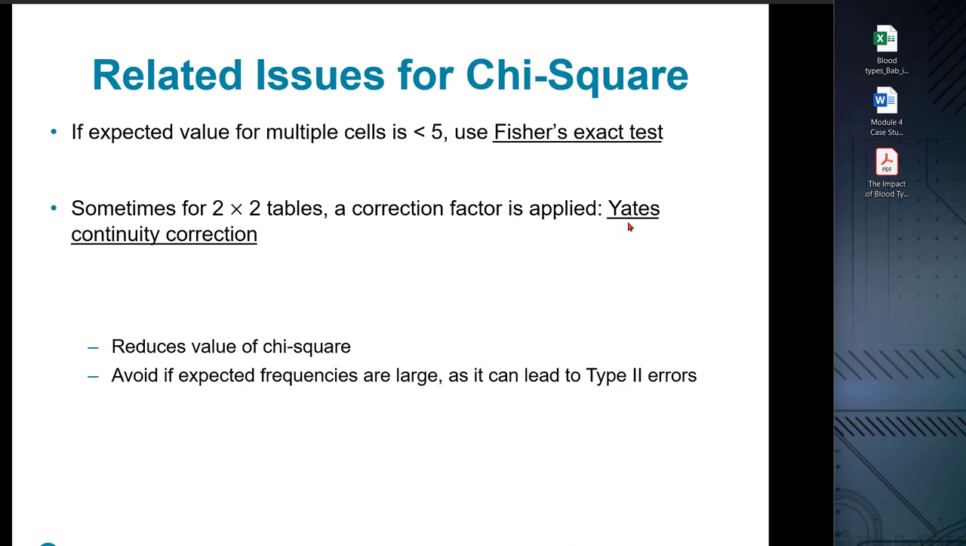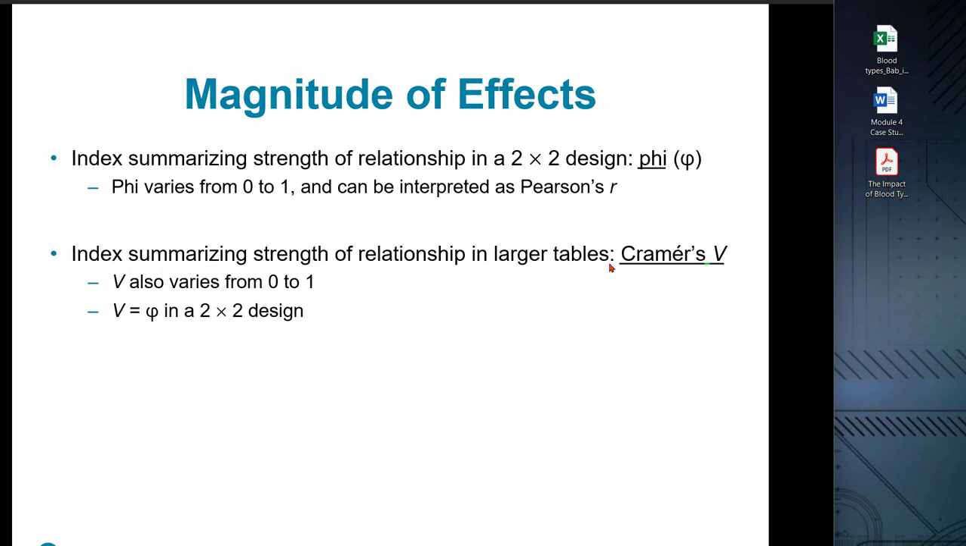The other index we can use for 2x2 tables looks at the strength of the relationship in our table, also known as the effect size. For a 2x2 table, that's called a Phi index, and that index is closely related to what we did with Pearson's R values in Module 2. For larger tables, those with more groups, we use what's called a Cramer's V index for the magnitude of effect. These indexes are both calculated by computer software.